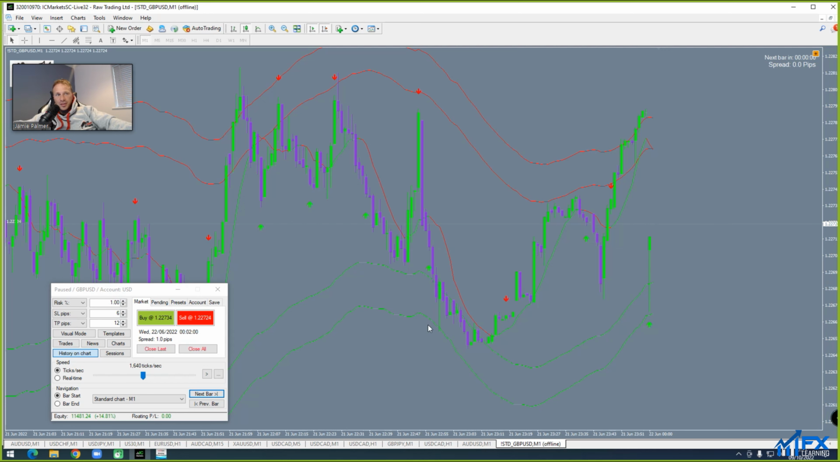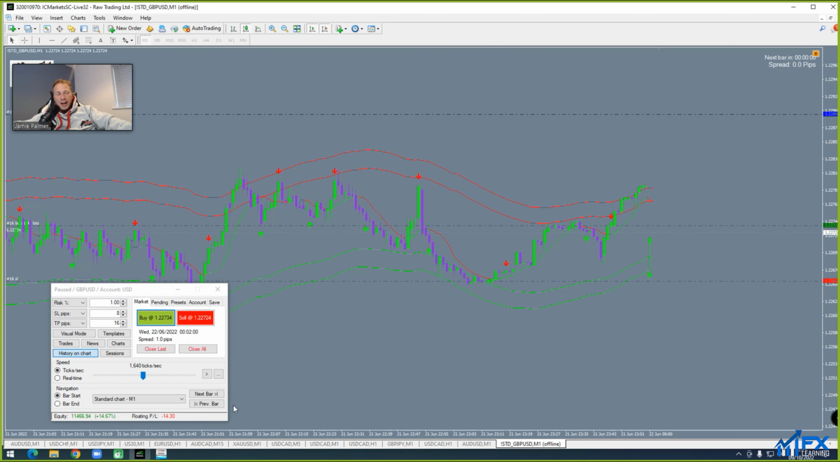Okay, so stop loss on this one. We're going to go for a tighter one. We're going to go for a 6 pip stop loss. We'll go for an 8 pip stop loss, 12 pip take profit. No, 16 pip take profit. Yeah, so the stop loss, take profit is way up there.